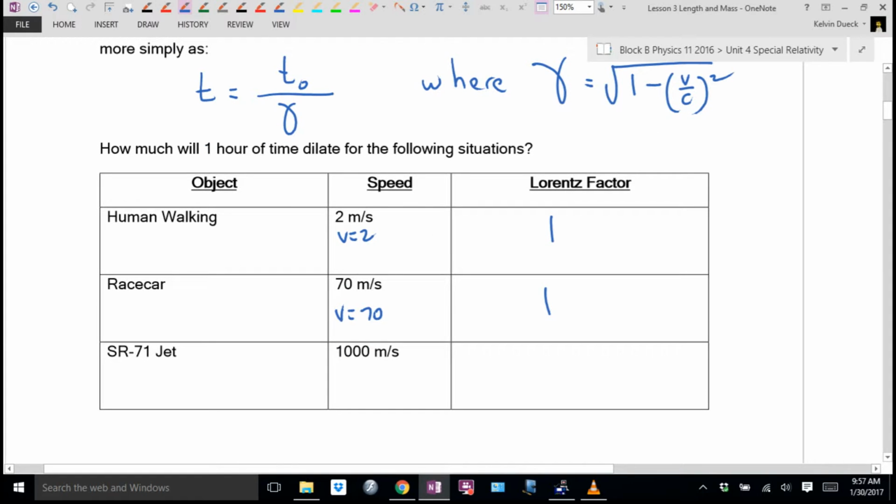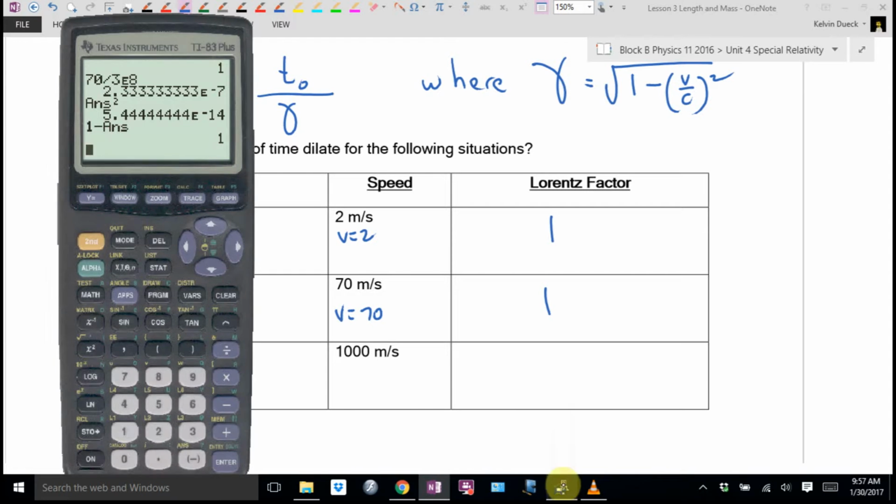The fastest consistent man-made object that isn't a rocket ship is the SR-71 Blackbird spy plane. Rumor has it, because it's classified, that it could peak at around 1,000 meters per second, a kilometer a second. Let's put 1,000 in for V. I'm going to go 1,000 divided by 3 times 10 to the 8, the speed of light. I get 3.33 times 10 to the -6, squared. 1 minus that.